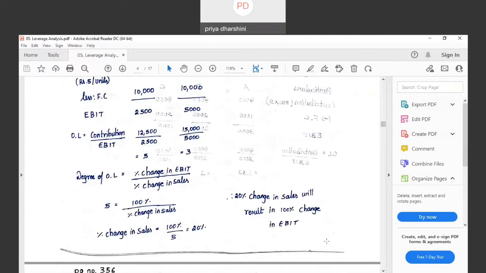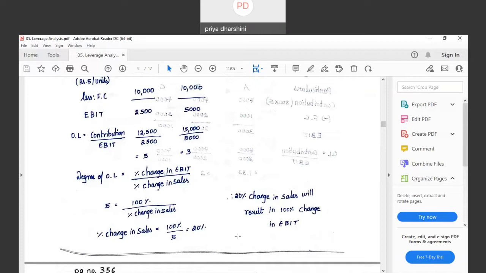Are you able to understand? So, for the first volume, the sales was 35,000. For the next volume, the sales is 42,000, which means the increase in sales is 7,000. What is the percentage of increase? 7,000 divided by 35,000, which is 20%. That is what I have proved here. 20% increase in sales will result in 100% change in EBIT.